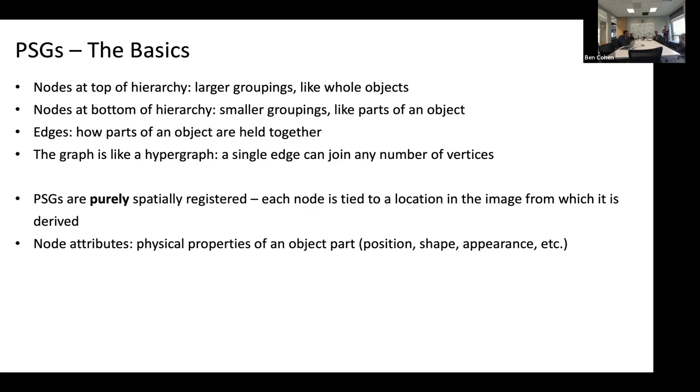So this graph is very much like a hypergraph. A single edge can join any number of vertices. For example, if I had specific nodes at the bottom of a hierarchy that describe various parts of one single object, the edge that holds them together describes how they're held together.